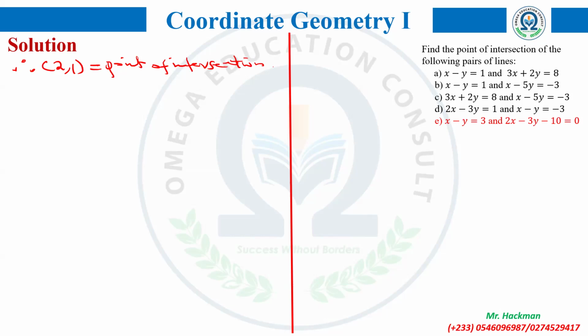All right, so with this, we are good to go. And like I said, we are going to do one more. So let's see, D. What are we given? We've been given our first equation, which is x minus y is equal to 1. Equation 1. And our second equation, you come down, which is x minus 5y is equal to negative 3. So that becomes our equation 2.